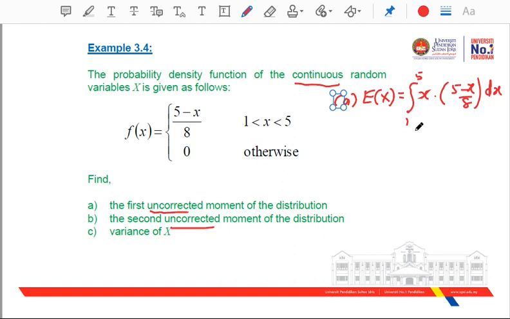Okay, I want you to do it. I give you the answer here, and I want you to find it by yourself. You should get 7 over 3 or 2.333.